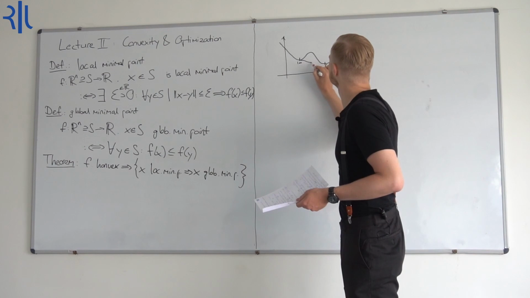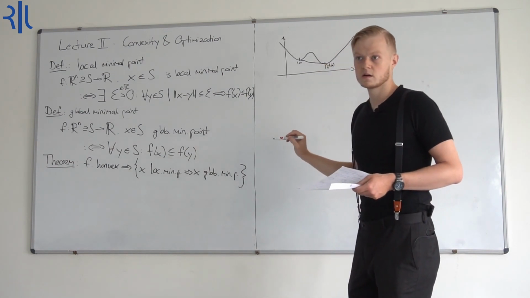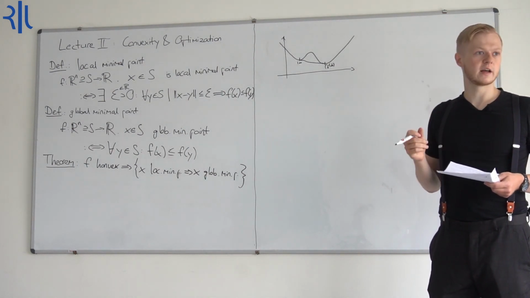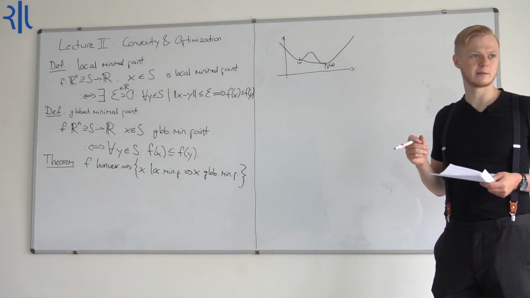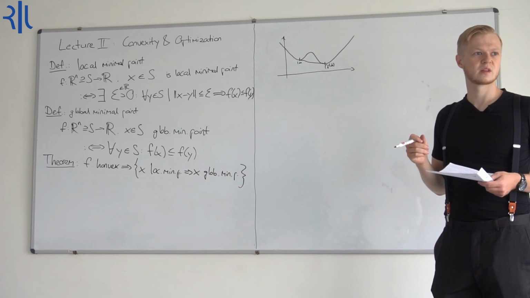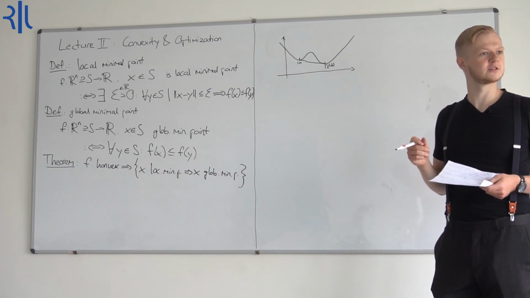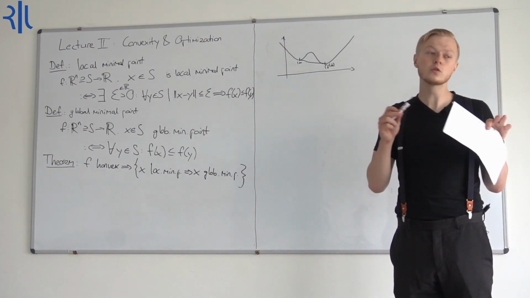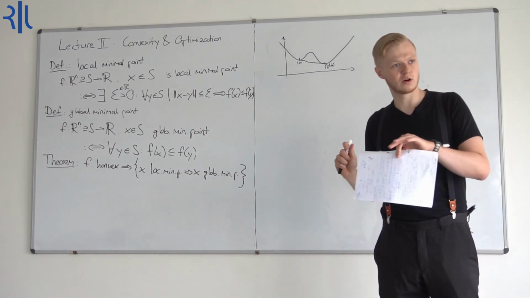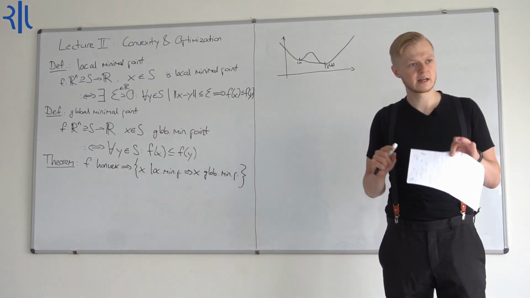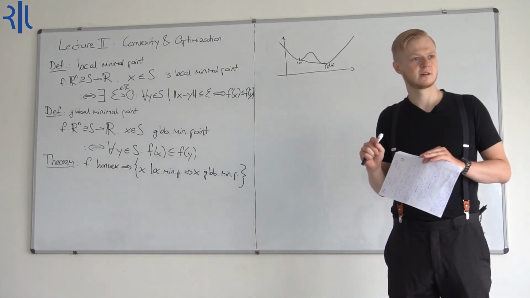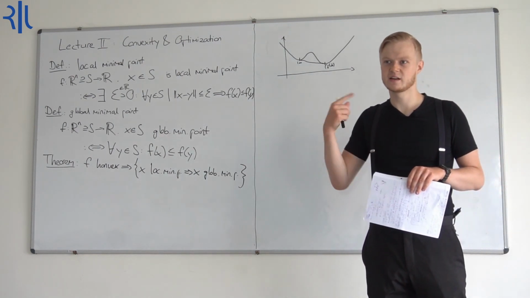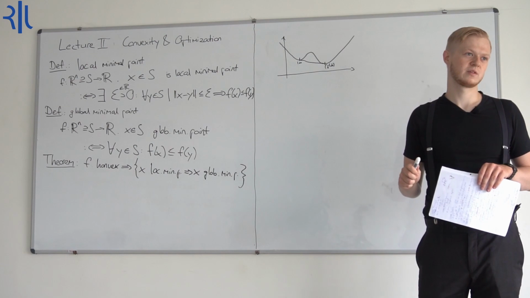Then you could connect them, and the connecting line cannot be in the epigraph anymore. So you know this function cannot be convex. What you basically prove is, if a local minimum is not a global minimum, then the function cannot be convex, which is the same thing as saying if the function is convex, then the local minimum will be the global minimum.